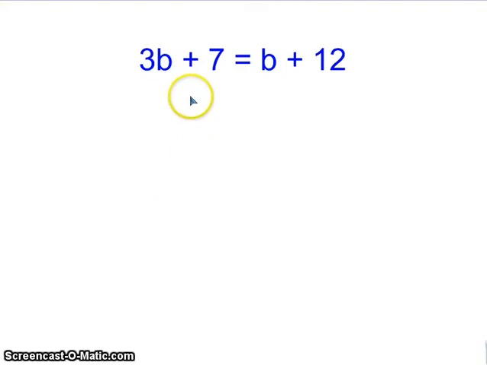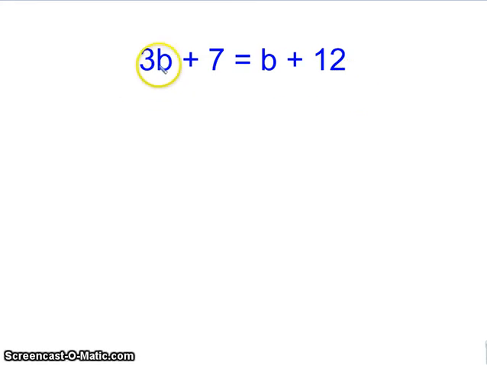Okay, so remember we dealt with balancing equations last section. We did it using bags and blocks. Now we're going to do it using math. All right. So what we're looking at is a bags and blocks equation.